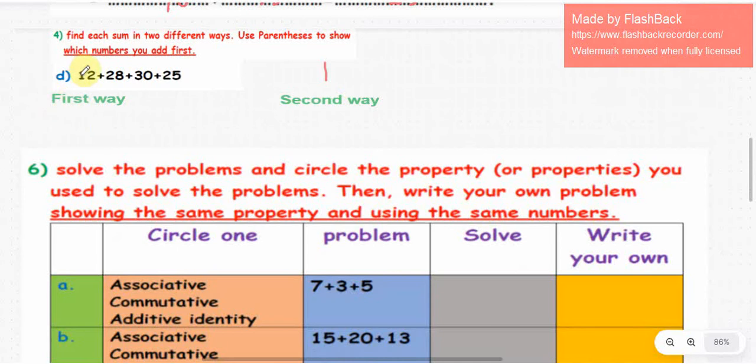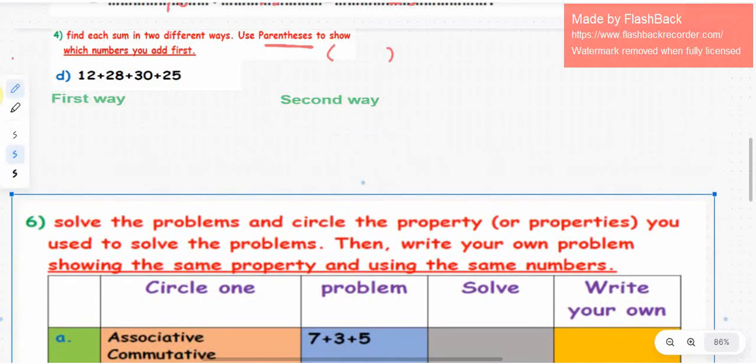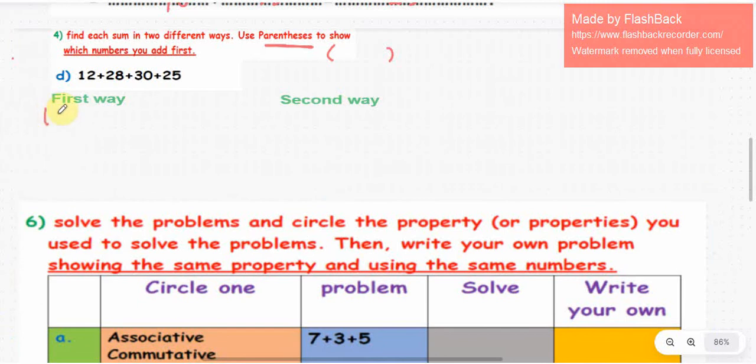Okay. Question number 4. Find each sum in two different ways. So I have here 12 plus 28 plus 30 plus 25. When I have more than two numbers, I have to use parentheses or brackets. Okay? So the first way, I'm going to choose any numbers I want. Like I will put 12 plus 28 together, plus 30 plus 25 together.